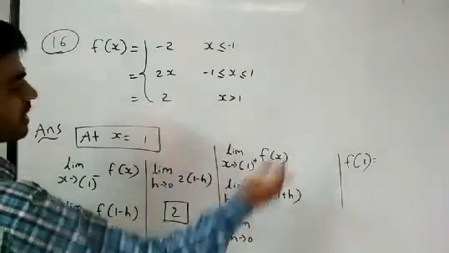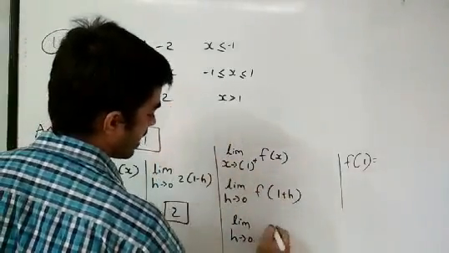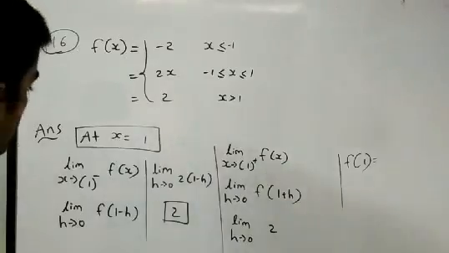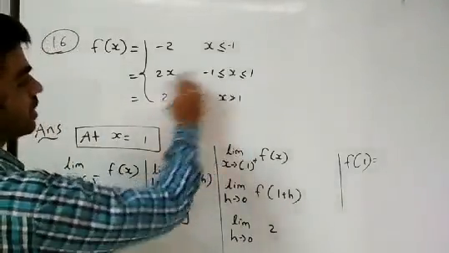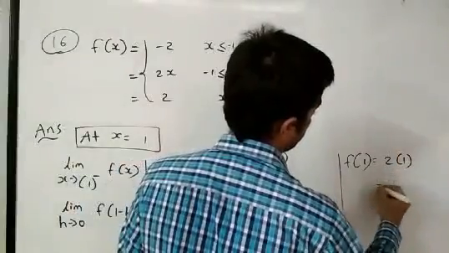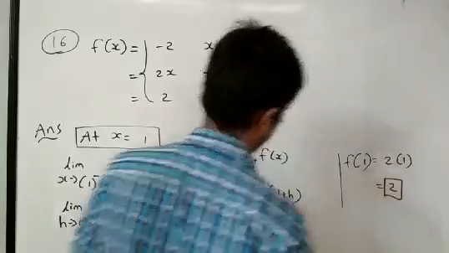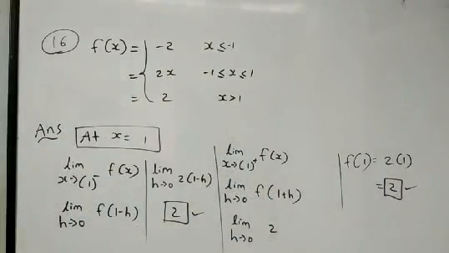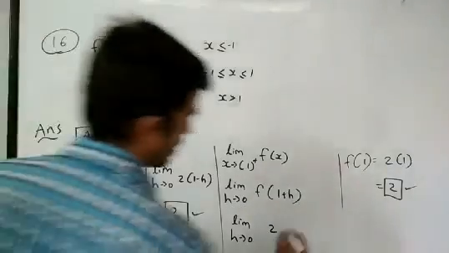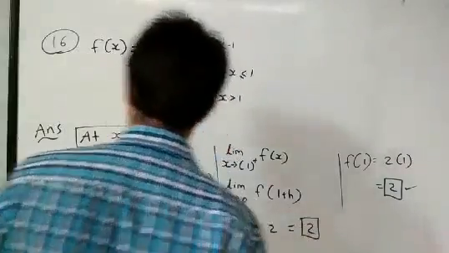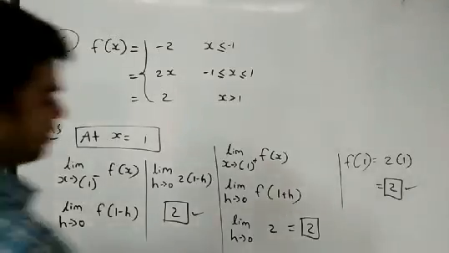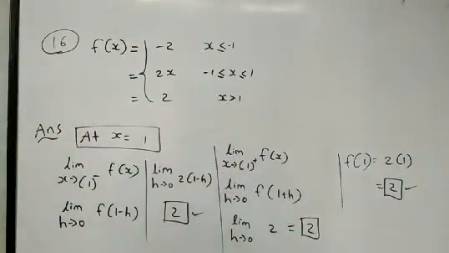f of 1 positive means 2. f of 1 plus x में क्या आएगा, 2. And f of 1, x equal to 1, 2x, 2 into 1, here 2. Therefore, the function is continuous at x equal to 1. So, for both x equal to 1 and x equal to minus 1, the function is continuous.